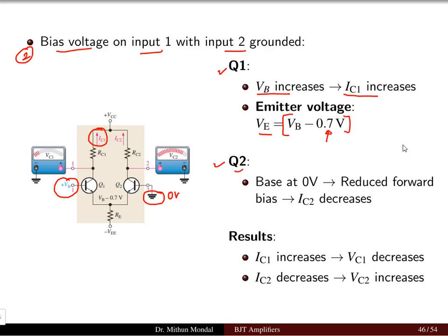For Q2, because the base is at 0 volt, it will have reduced forward biasing and IC2 will decrease. So this IC2 current from collector 2 will fall because you do not have any biasing applied to transistor Q2. So the overall result: IC1 will increase, VC1 will decrease, IC2 will decrease, so VC2 will increase. This is the overall effect.